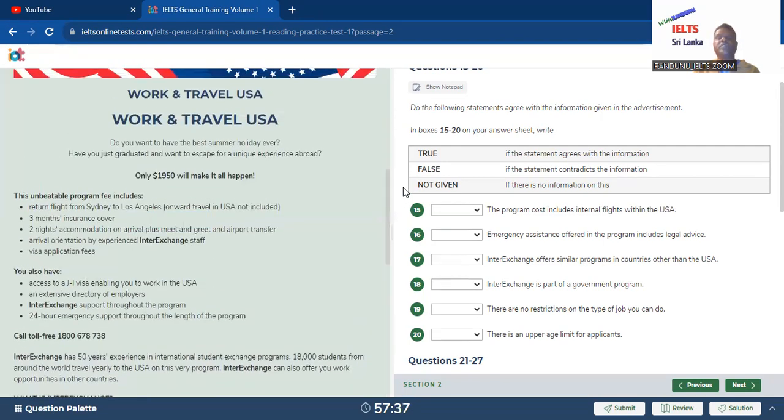I'm going to see the questions first. Okay, true, false, not given. First one: the program cost includes internal flights within USA. Now you understand the first question will come from the top of the passage. So you can see here the cost. Program cost is how much? $1,950. So here it says it includes the flights within USA.